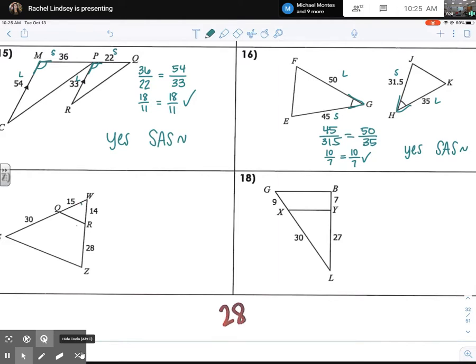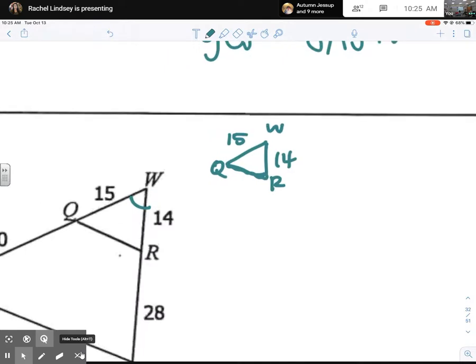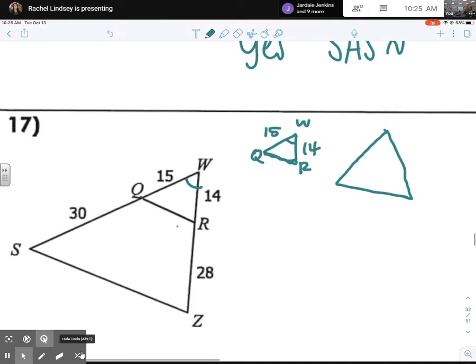Okay, so they share that angle at W. We know that. If you want to, draw those triangles separately. If you don't want to, that's fine. But I say draw them separately. So for this whole side, W to S was 30 plus 15. 45.